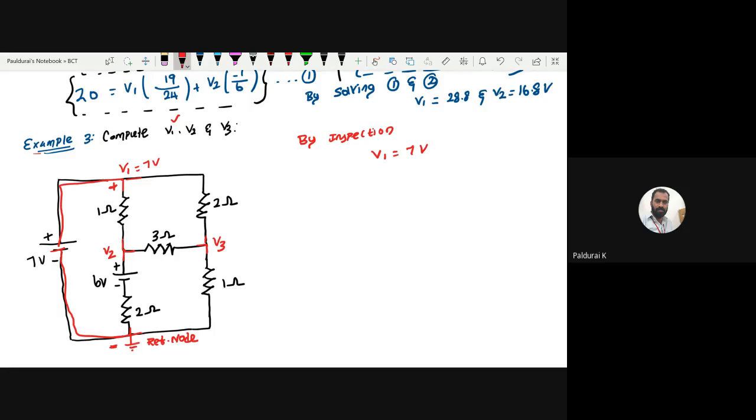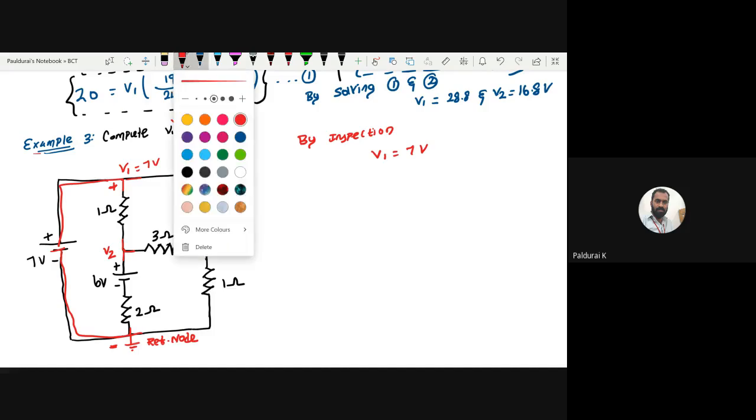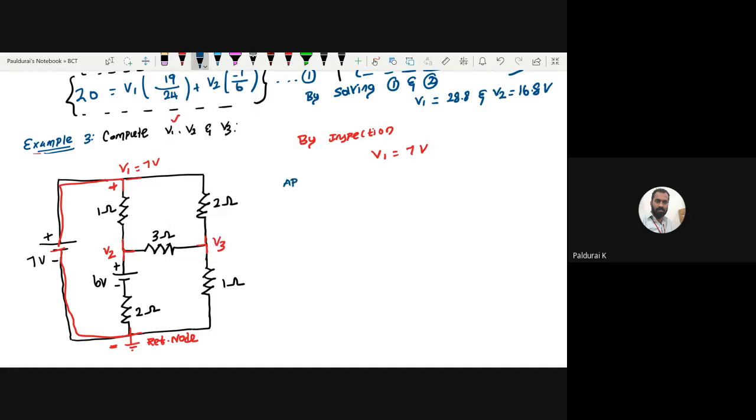Okay. Now what do you want to do? Apply KVL at loop 2. Sorry, KCL at node V2, or node 2. So how many currents? Node 2. Assume all are leaving currents. All are leaving current. Okay.